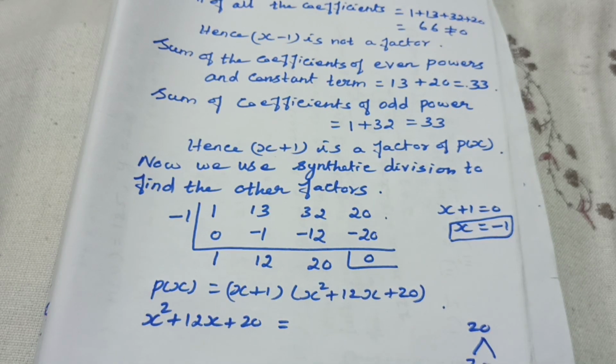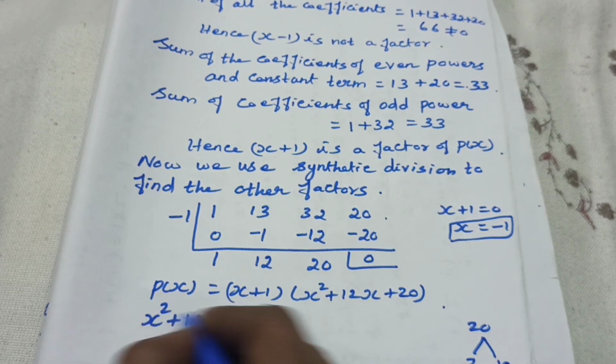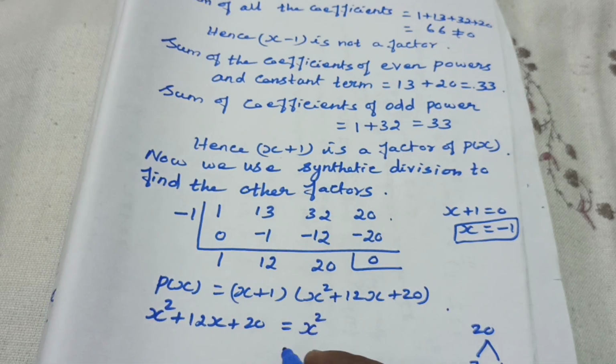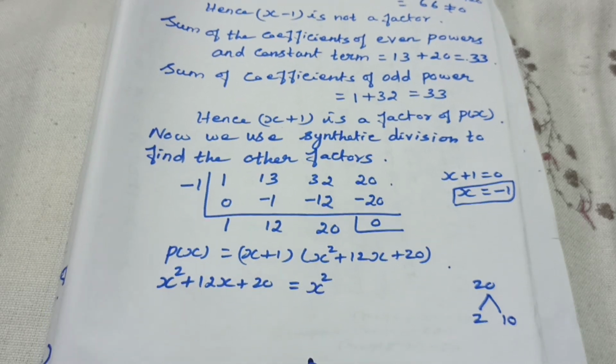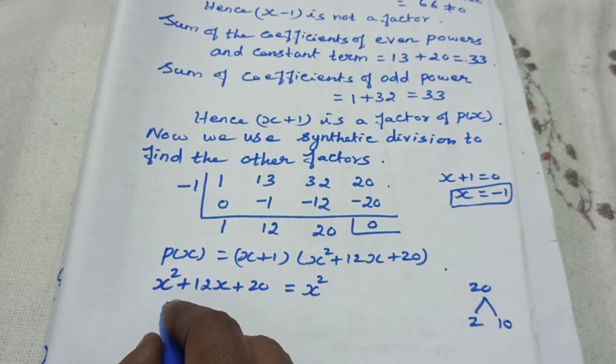Very good. Here 2 and 10, correct? Then shall we write the x square term like that? Write it. Can you remember this one? Already we learned the factorization method.